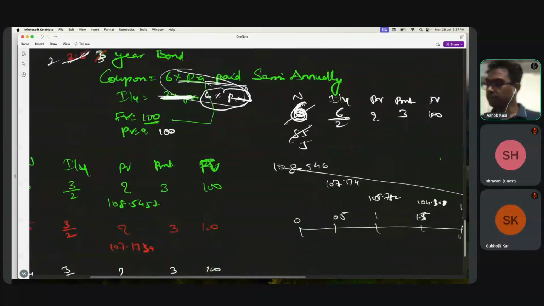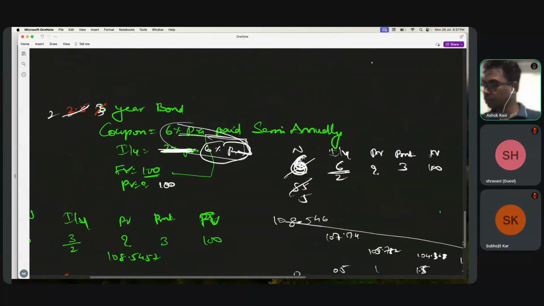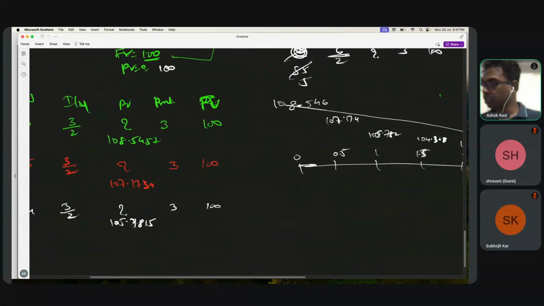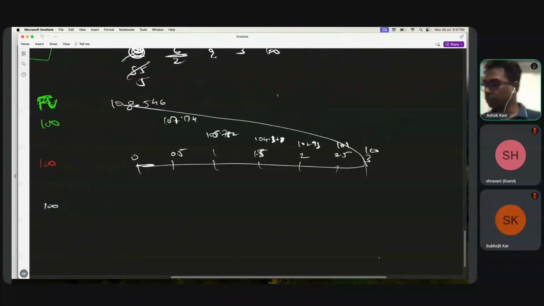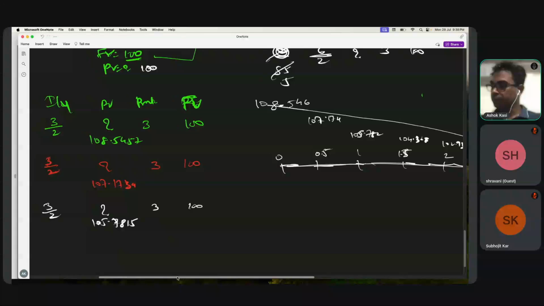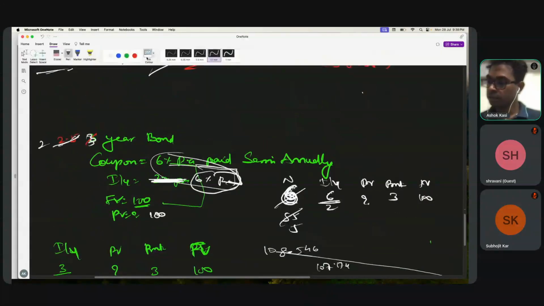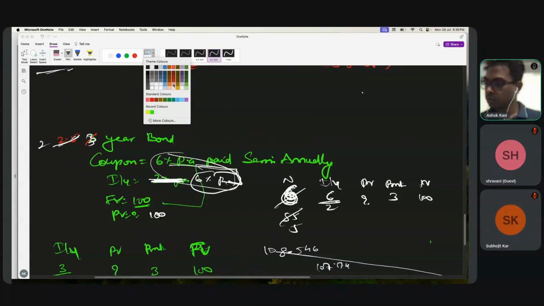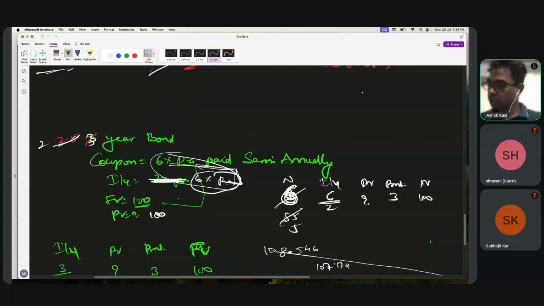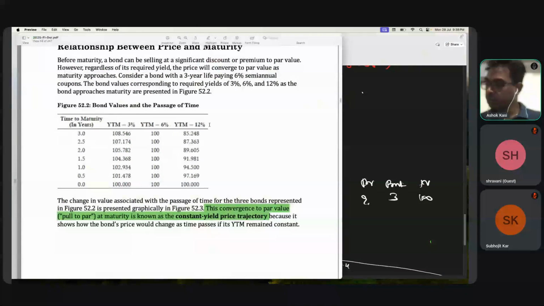Fine. Okay, that means what? Initially it is 100 and every time it is 100. Every time period is 100, 100, 100, 100. Okay, now case 3. Now instead of 6%, we will take 12%.